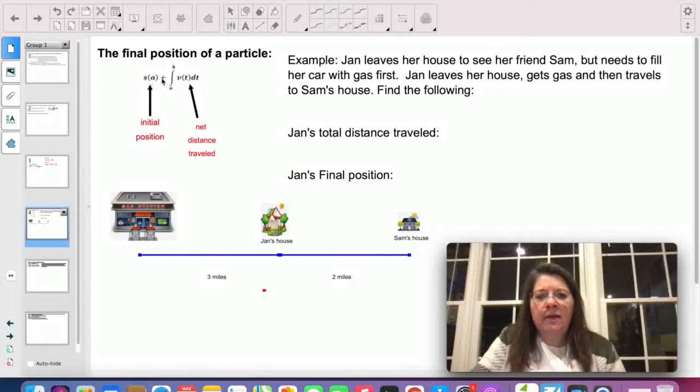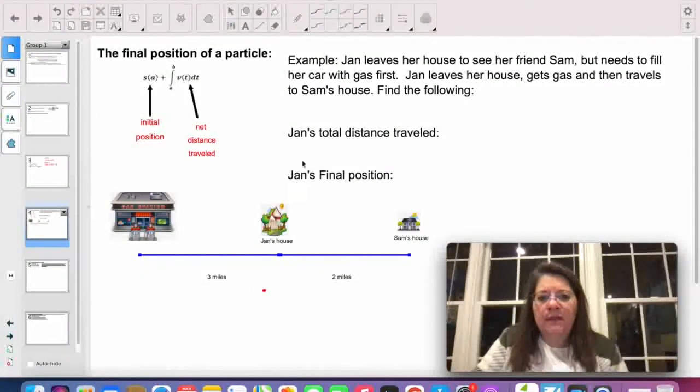So S sub a is going to be our initial position. We could also call that S sub 0 or S of 0. If we add where we started to our net distance traveled, we'll have where we ended up. And if you think about that, wouldn't that have to happen? Because if we start somewhere, regardless of how far we go in either direction, where we end up is going to give us our final position.